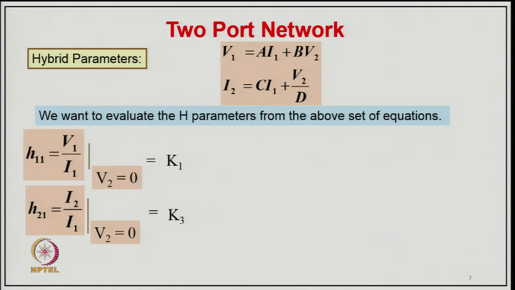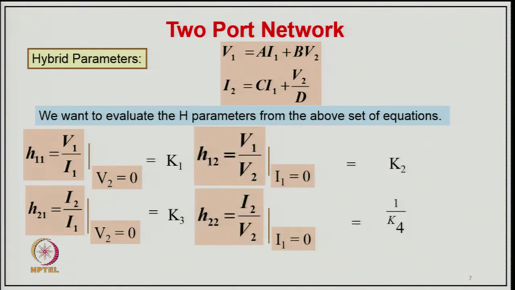So, we can say H11 is equal to V1 over I1, where V2 is 0, meaning the output terminals are shorted, and that is equal to K1, and H21 is the current gain I2 upon I1, where the output terminals are again shorted, so that current I2 is flowing into it, and that is equal to K3. H12 is the voltage gain V1 upon V2, where the current drawn from the input port is 0, and that is equal to K2, and H22 is I2 upon V2, that is admittance, where the current drawn from the input port is 0. So, for these last two parameters, there is no input source connected, and that is 1 upon K4.